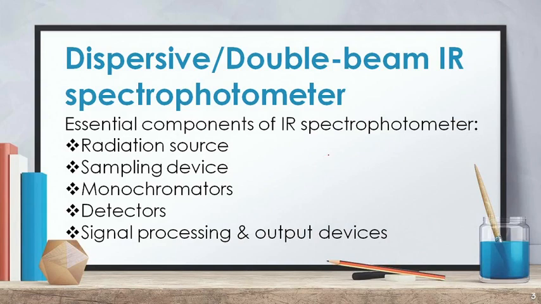So the essential components of an IR spectrophotometer, that is the basic requirements, are: radiation source, sampling device, monochromators, detectors, signal processing, and output devices. So these are the essential components in the case of an IR spectrophotometer. Now we will take them one by one in detail.